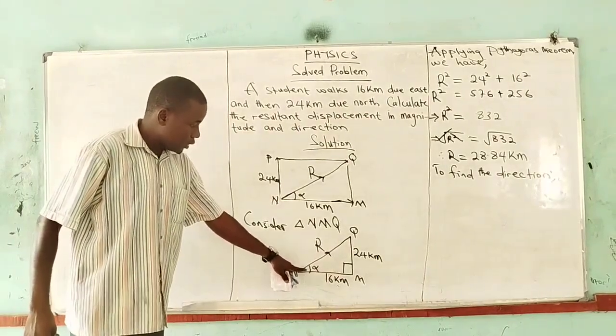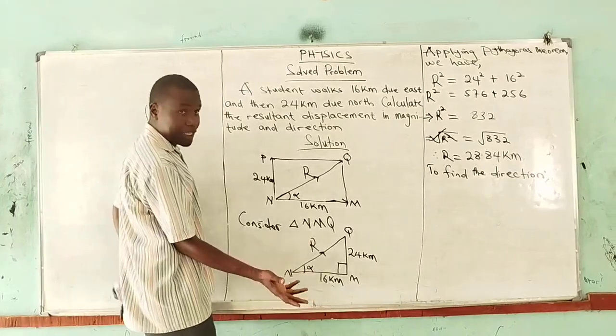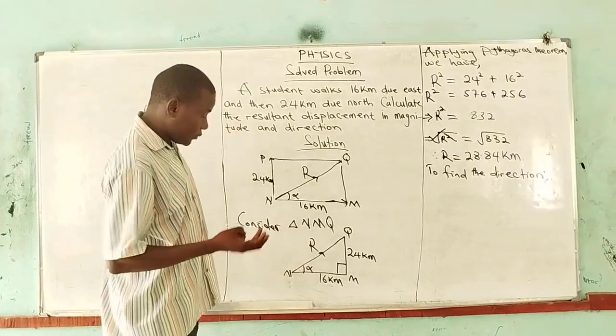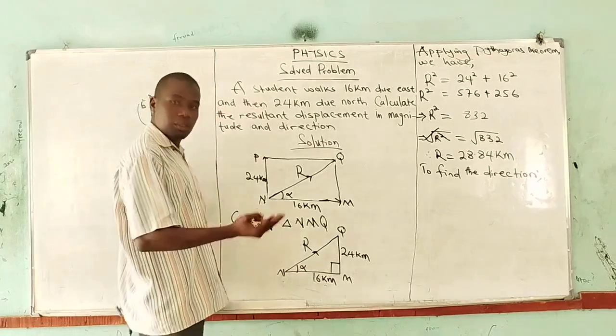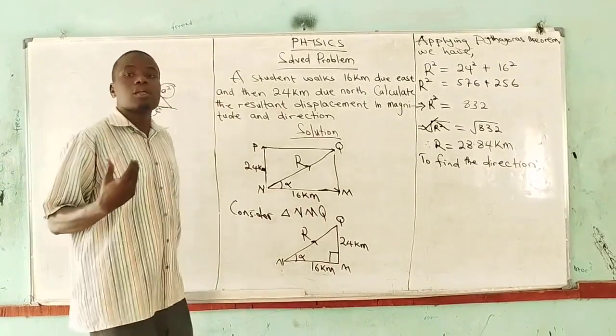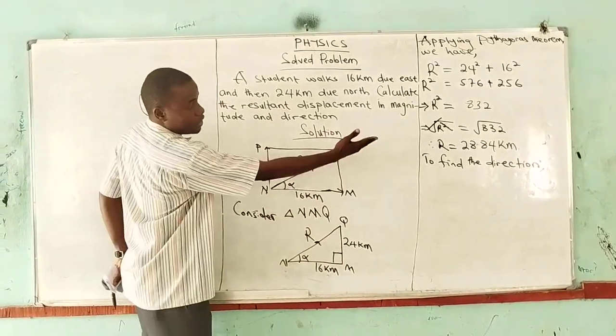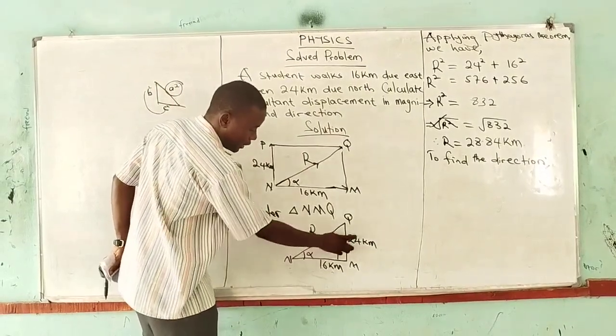See this? Which one are we going to use? We can use sine, we can use tan, and we can use cos, because we have the opposite, the adjacent and the hypotenuse. As you can see, we have the hypotenuse, 28.84. So let's use tan, opposite over adjacent.